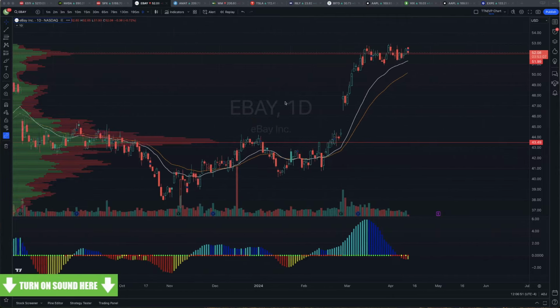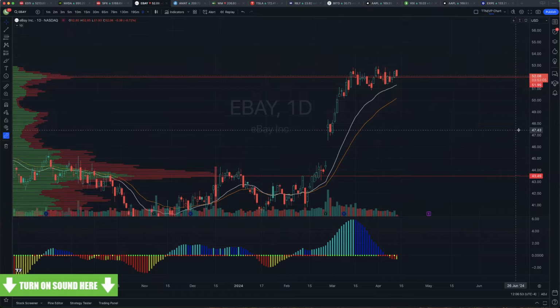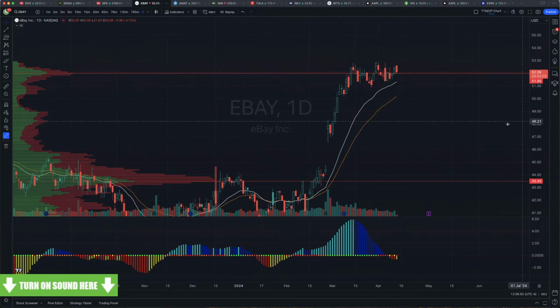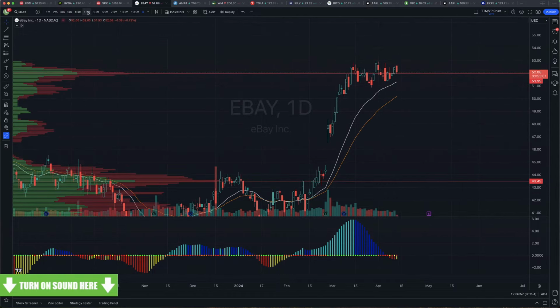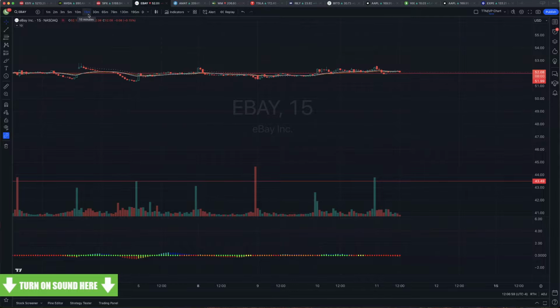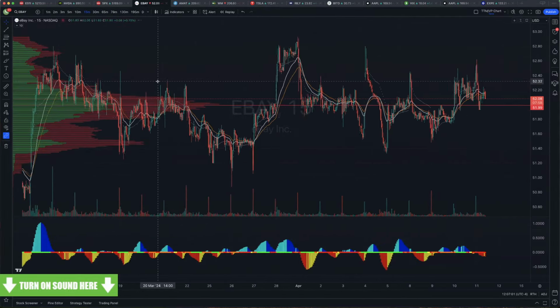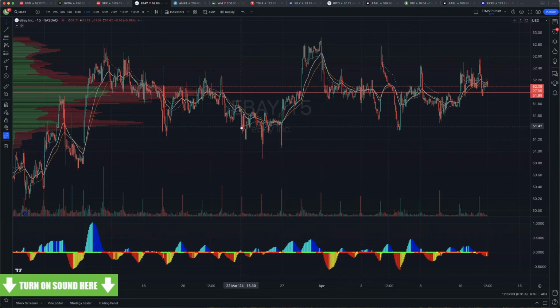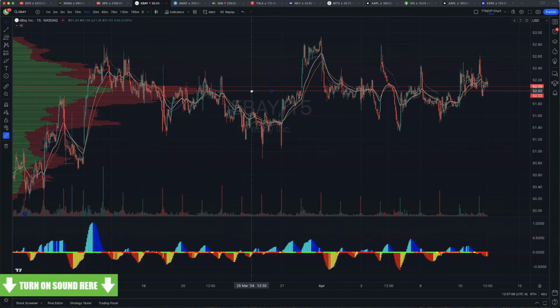So for instance, if we're looking at our eBay setup, and this is a little bit more advanced, and we come down to a 15-minute time frame, we can see all this trading activity within this consolidation pattern that we're looking at, and we know that this red line is our over-under line. We call that a point of control. Okay, that's a point of control.